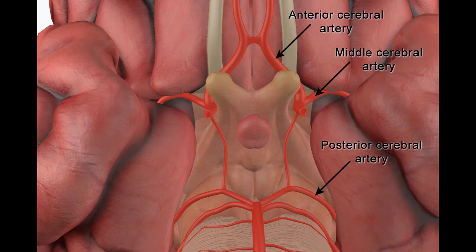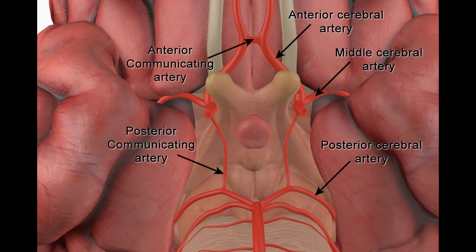The middle cerebral arteries are connected to the posterior cerebral arteries by the posterior communicating artery, while the anterior cerebral arteries are connected together via the anterior communicating artery. Now these arteries together form the Circle of Willis.